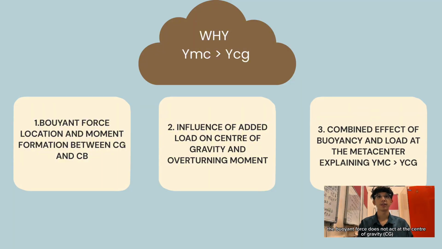First, the buoyant force does not act at the center of gravity, CG. It acts at the center of buoyancy, CB. This separation between CG and CB creates a moment that affects the floating house stability. Second, when a load is placed above the house, it increases the total weight and raises the center of gravity, which in turn increases the overturning moment. Finally, at the critical condition, YCG only represents the weight acting at the center of gravity, while YMC includes both the effect of buoyancy and the additional moment caused by the weight. This combined effect also accounts for the restoring or overturning tendencies of the floating house.